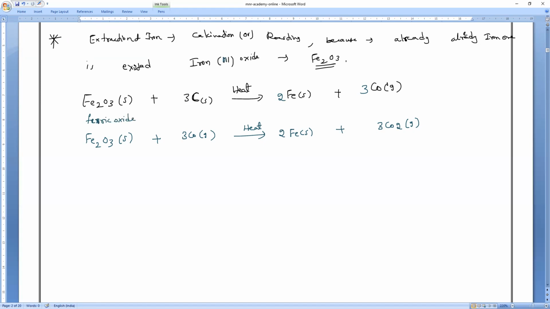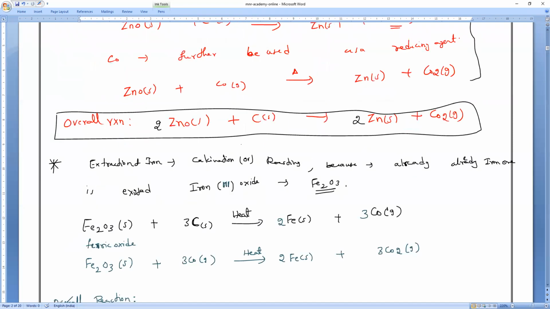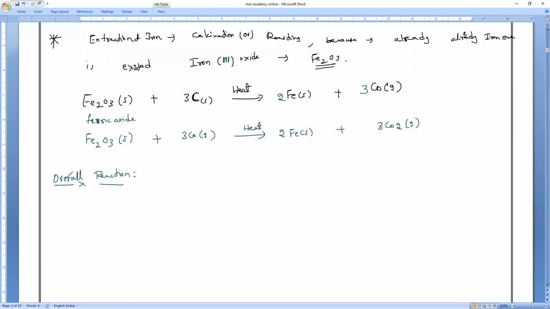Understanding? So everybody, tell me what is the overall reaction? Pugal, can you tell me the overall reaction for this one? Try to form it like zinc oxide. Just simple. Anybody? Please respond. What will happen? Fe2O3 reacts with carbon, so it will give iron plus carbon dioxide.